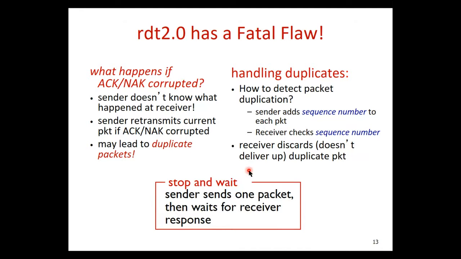Okay, so this kind of behavior that we have seen with RDT is called stop and wait, right? The sender sends one packet, and then it will wait for the receiver response, whether it's a positive ACK or a NACK. But it waits. It's not going to send new data. It will wait as long as needed. So it's called stop and wait protocol.